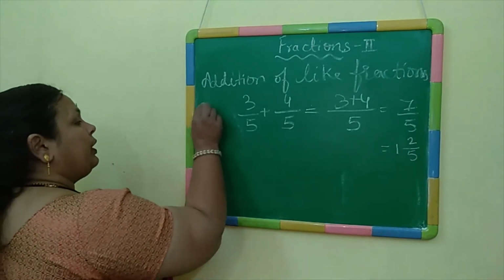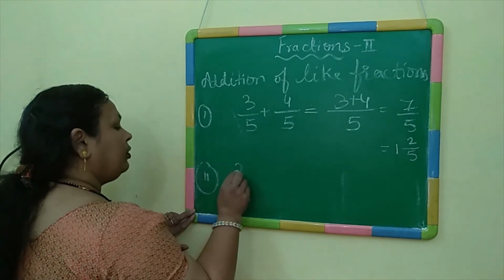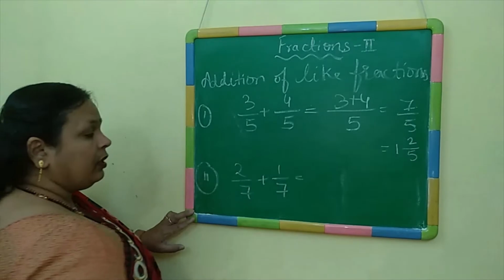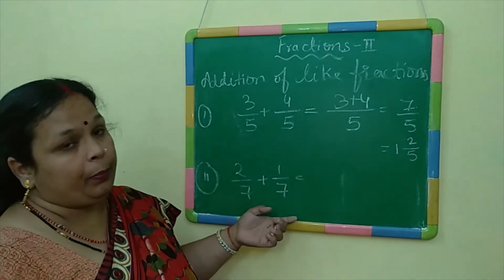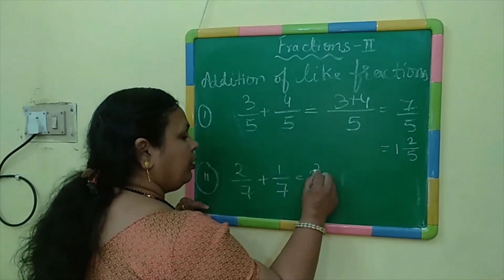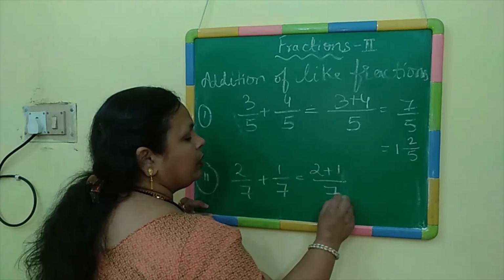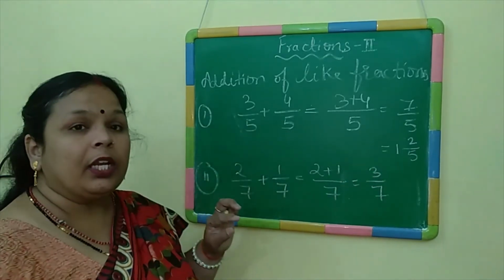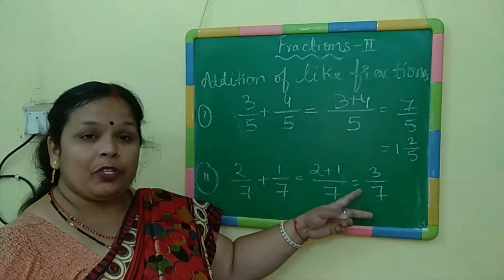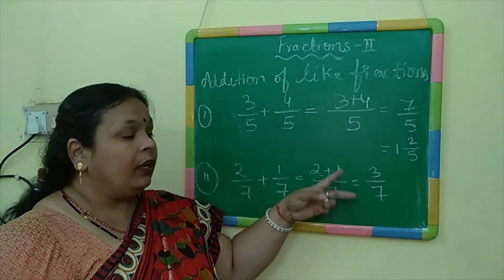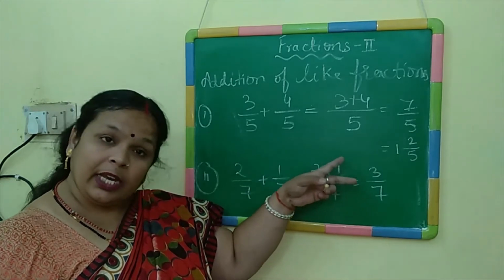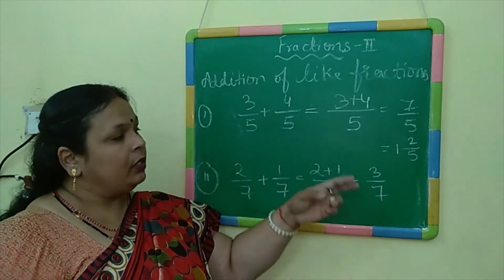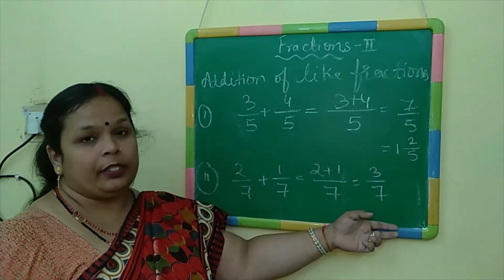Now let's take one more example. 2 upon 7 plus 1 by 7, proper fractions. We are going to get 2 plus 1 upon 7, which is 3 upon 7. Clear? No cancellation is possible, and this is again a proper fraction. So nothing to be dealt with here. We need to stop it here itself.